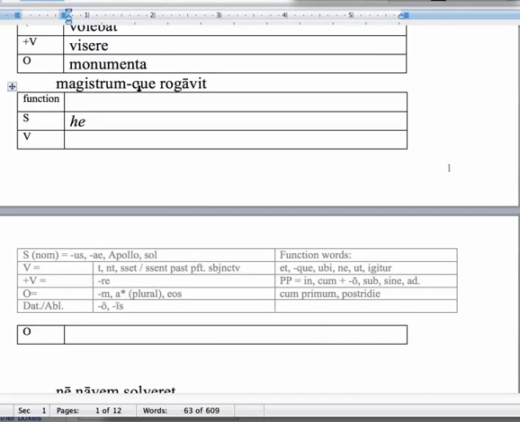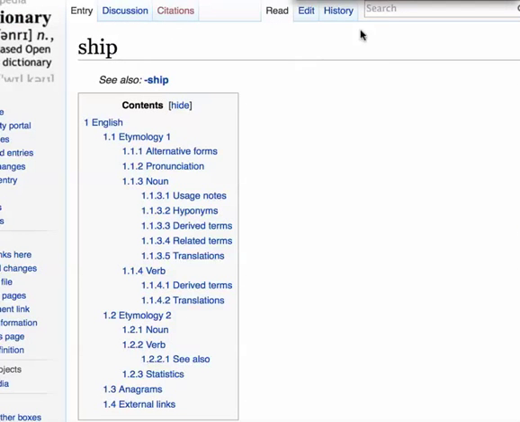So the function word in this next sentence is que, and function words are words that have primarily grammatical meaning, as opposed to content words. Okay. So he is the subject, que is the function word, and the verb, which ends in T, is rogavit, he asked. Okay. You can again look these things up online easily.